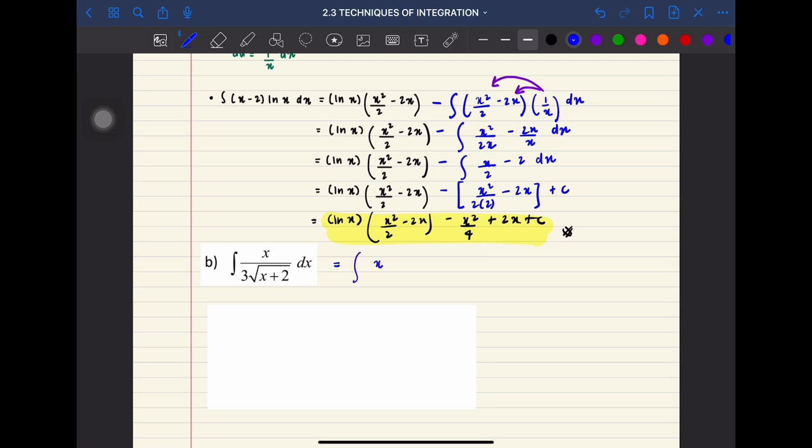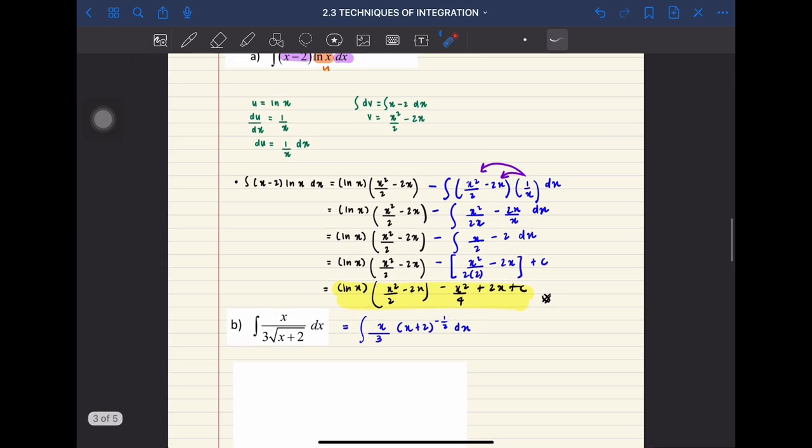So we have x over 3, this is x plus 2 to the power of 1 over 2. So I'll bring it up, it becomes negative 1 over 2 dx. Okay, so now how do we integrate this using by parts? You need to choose your u.